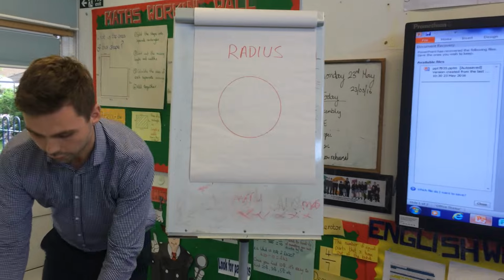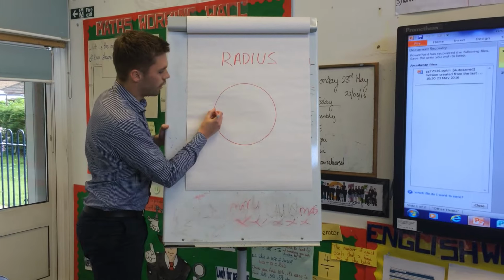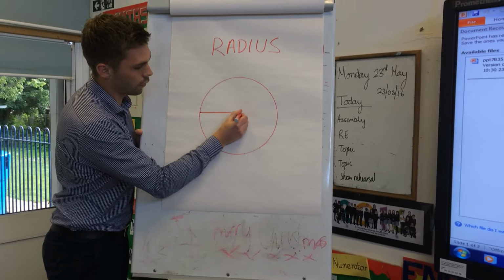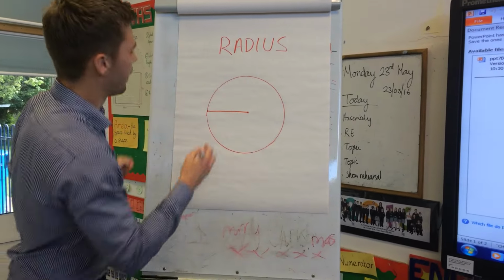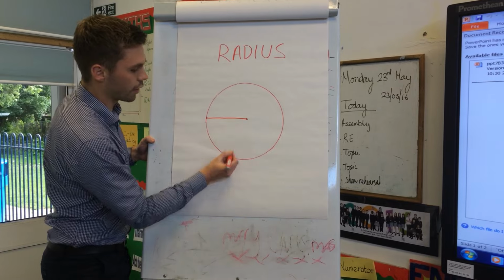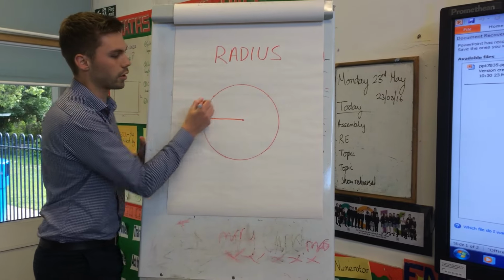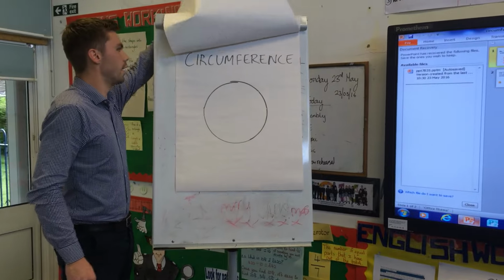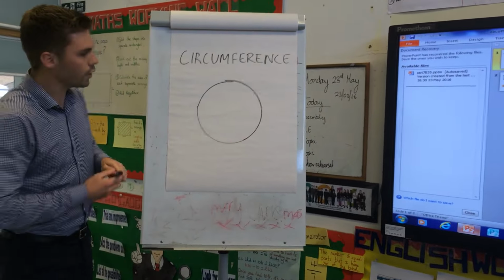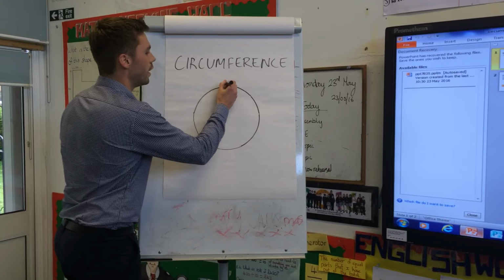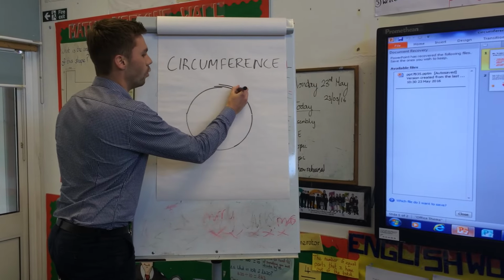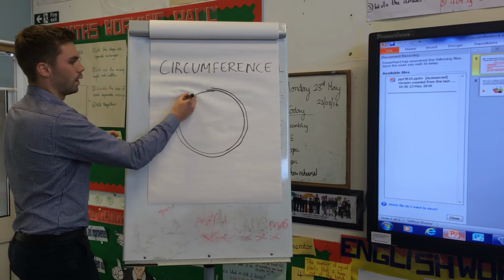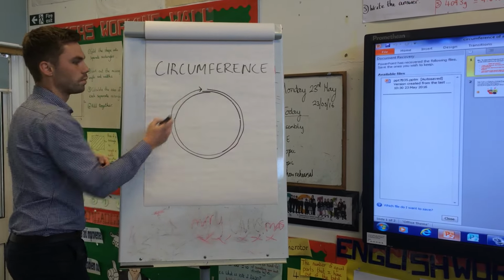So the radius of a circle is from the outside of the circle in to the midpoint. And that's going to be the same whether I take it from this edge or from this edge or from this edge. Finally, the circumference, which is what we're going to be trying to find, is the measurement all the way around the outside of our circle.